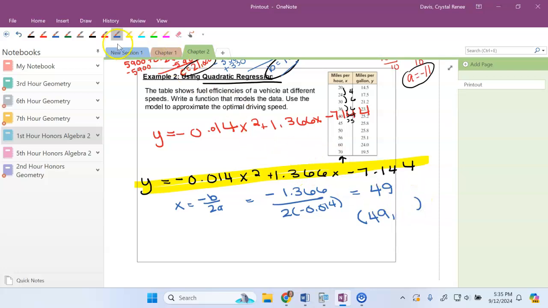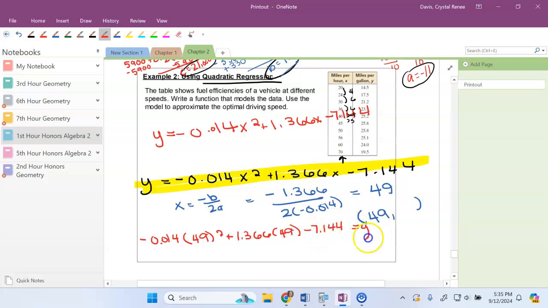To find out what that something is, I plug it in here. So negative 0.014 times 49 squared plus 1.366 times 49 minus 7.144. And when I do that, I get my y is about 26.4.